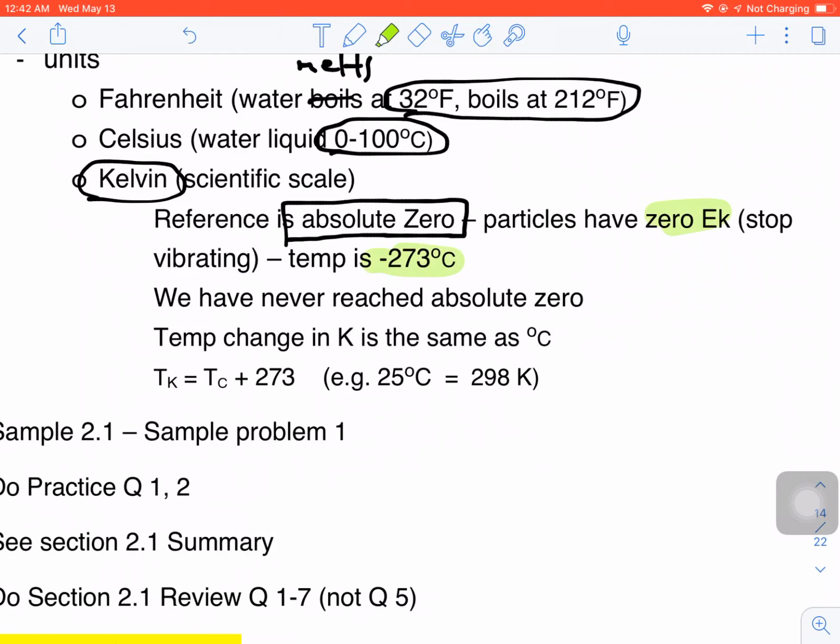So to go from minus 273 up to 0, which is the freezing point of water, I'd have to go 273 degrees colder than that to get to absolute zero.